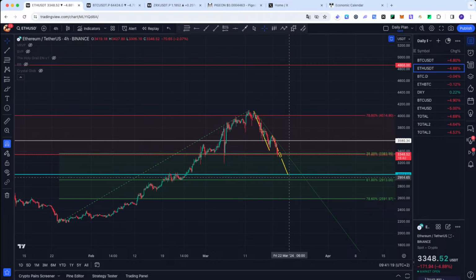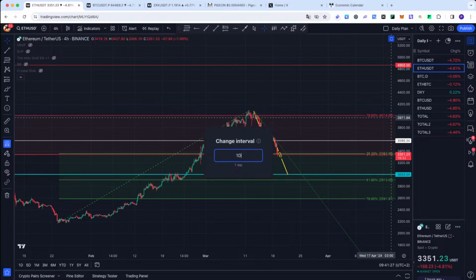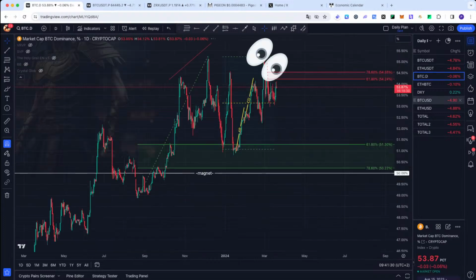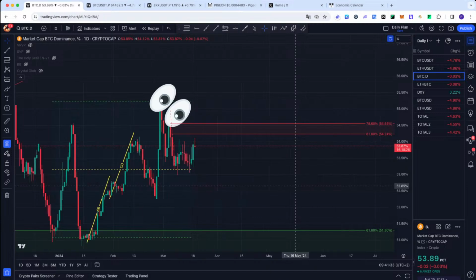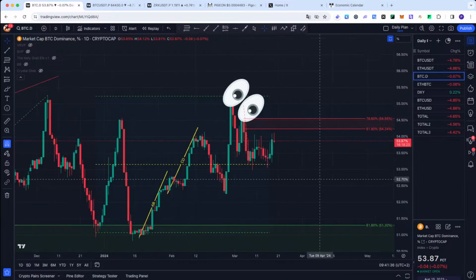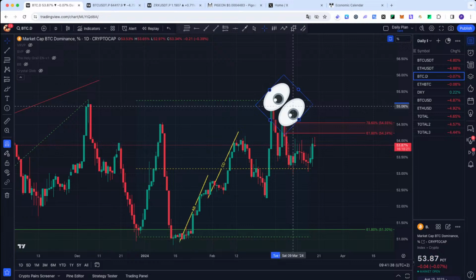Hopefully we'll get to this area and we can find a W after that. Now let's go and see what we have on daily on Bitcoin dominance. Well, well, not good signs, honestly. Not good signs. Okay, so let's move this one a little bit further away.